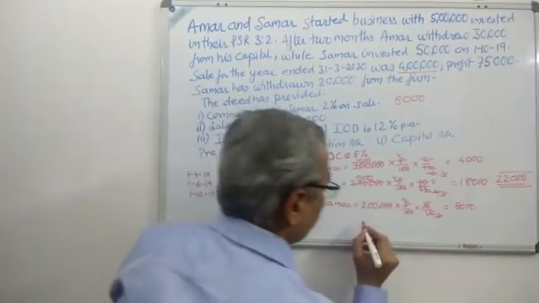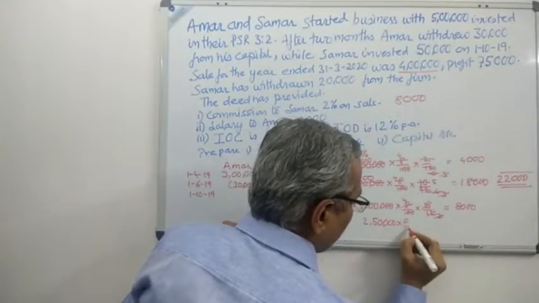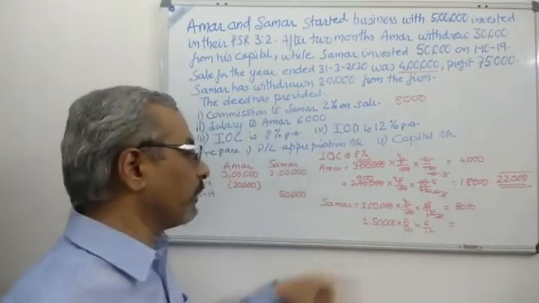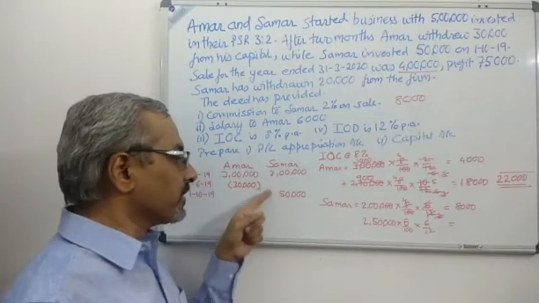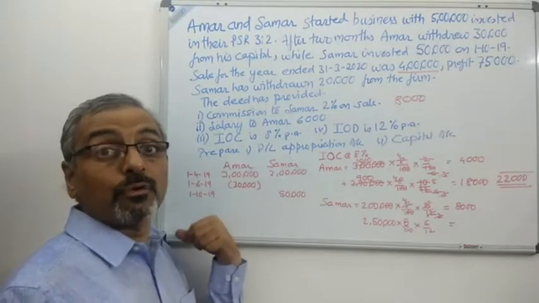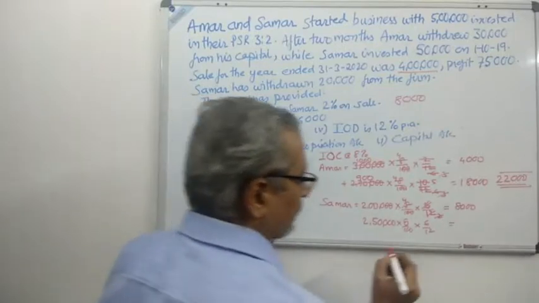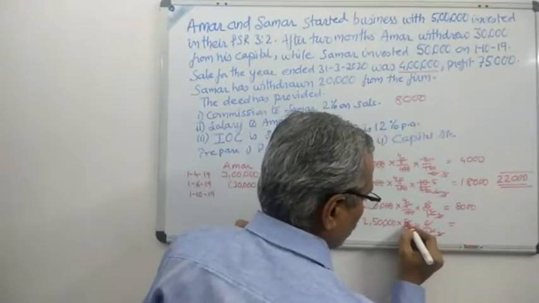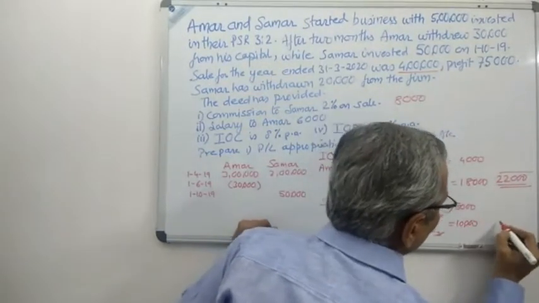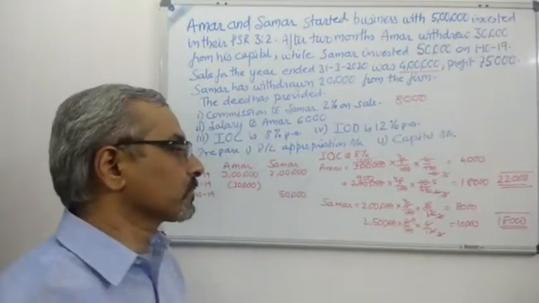And then we have over here 2,50,000 into 8 by 100 into 6 by 12. I hope you have understood why we have got 2,50,000, because they have invested a further capital of 50,000 on 1st of October. So from 1st of October to 31st of March is 6 months, and that is the reason why we have taken 2 lakh for 6 months. If you see the cancellation again, we are ending up with 10,000. So the interest on capital of the second partner, that is Summer, comes to 18,000.